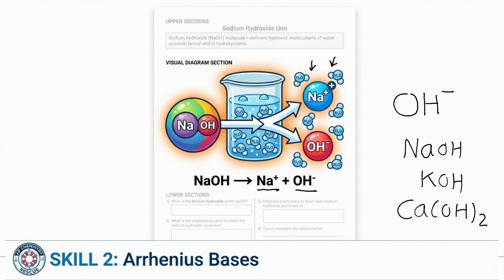Let's look at the equation underneath. The sodium hydroxide goes to Na plus and OH minus, simple, right? One formula unit of sodium hydroxide, we cannot say molecule because this is an ionic compound, produces one sodium ion and one hydroxide ion. Make sure you understand this visual. This is what's actually happening in the beaker when you add a base to water.